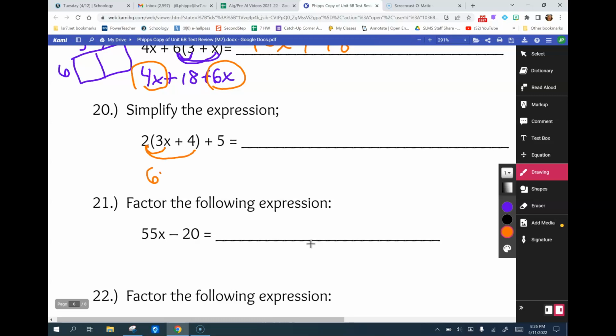So I get 6x plus 8 plus 5. That is a 5. This is an 8. What are my like terms, people? Hopefully you circled the 8 and the 5. So the 6x didn't have anything to combine with. It just stays out there. 8 plus 5 is 13.